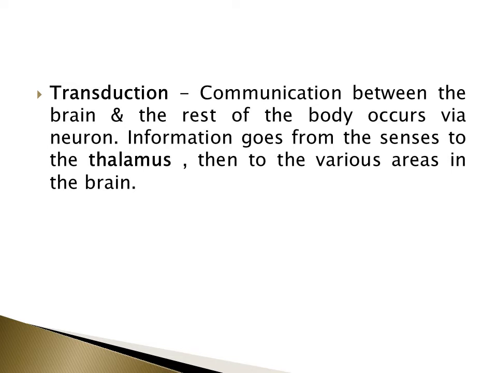Okay, further, transduction is the communication between the brain and the rest of the body, which occurs via a neuron. Information goes from the senses to the thalamus, then to the various areas in the brain. So again, transduction is stimuli converting into neural activity. The neural activity is only done by, of course, the neuron.